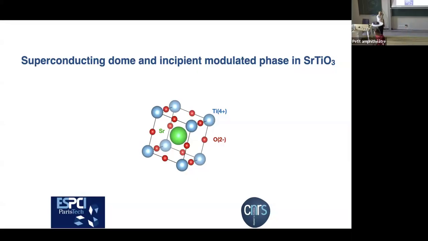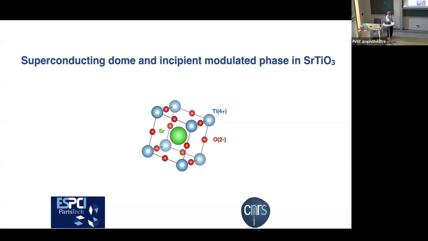So yes, I changed the title of my presentation a bit, given what I heard this week. I will talk about this compound. This is STO. On one hand, it's a very simple system. It's one of the simplest perovskites. At room temperature, it's cubic, and you have the titanium in the middle of octahedra.